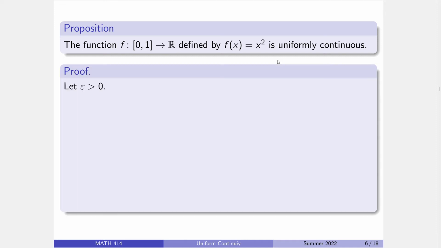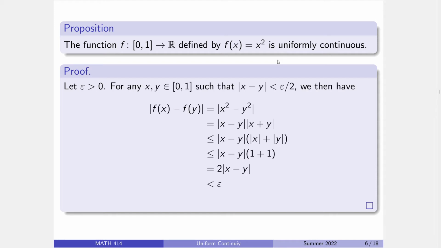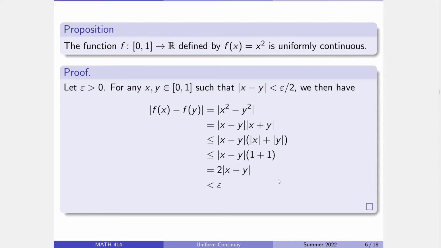Alright, and it's super easy to see. Let epsilon be greater than 0, pick any x and y that live in [0, 1], and let x and y have a distance less than epsilon over 2. Note, my delta in this case depends solely on epsilon. Then if we look at f(x) minus f(y), I've got x squared minus y squared. We know that factors as follows. Triangle inequality tells me this holds. Now what do we know about x and y? They're not negative, and they're no bigger than 1 each, so we pick up a factor of 2. Good thing I've got this less than epsilon over 2, so I get the whole thing less than epsilon, and there we go.